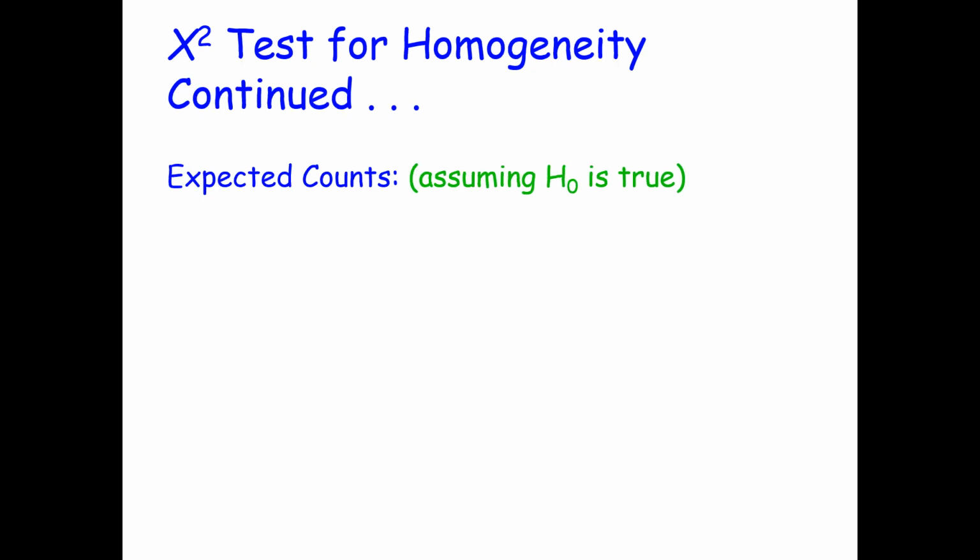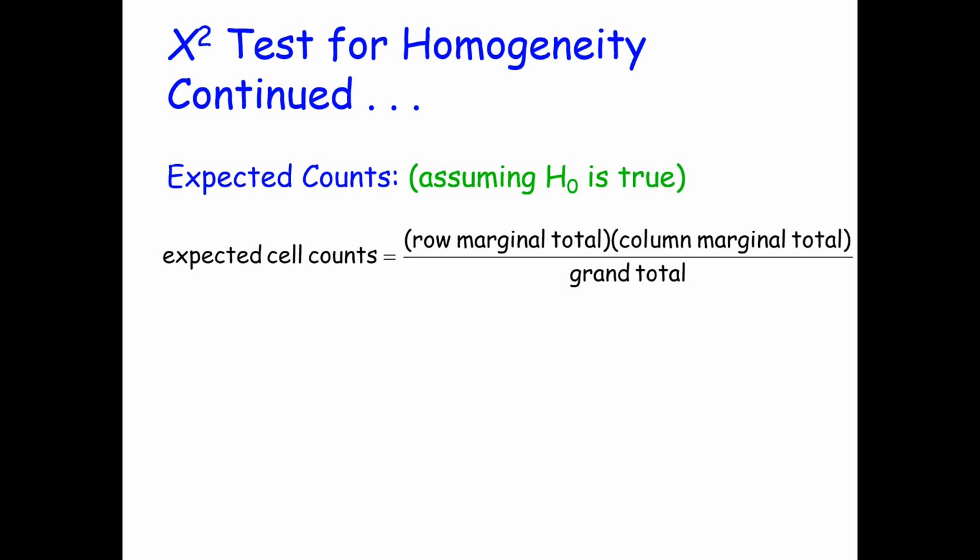Our expected counts, assuming our null hypothesis is true: to get those, we're going to take our row marginal total, multiply that with our column marginal total, and then divide by our grand total.